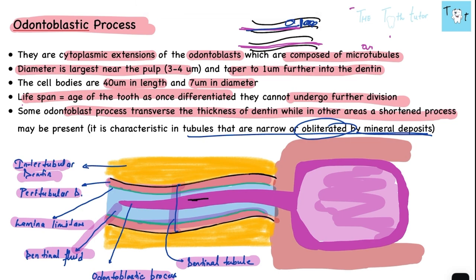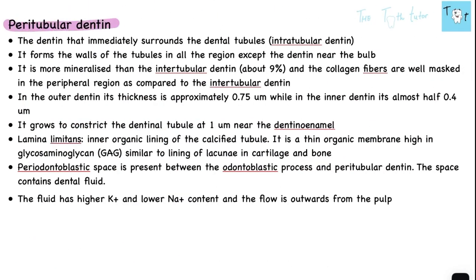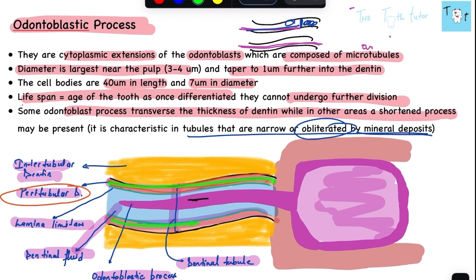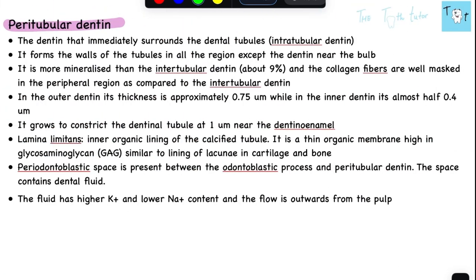Now talking about the next topic, the peritubular dentin. This is the dentin that forms the boundary of the dentinal tubule. We'll talk about this right now. The dentin that immediately surrounds the dentinal tubule is called the peritubular dentin. It can also be called the intratubular dentin because it is present inside the tubules. It forms the walls of the tubules in all the regions except the dentin near the pulp.